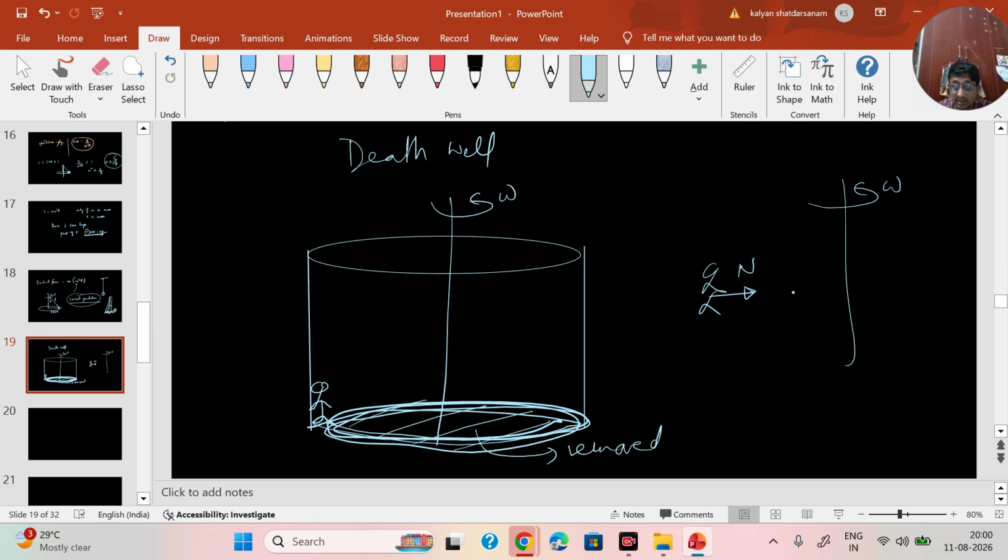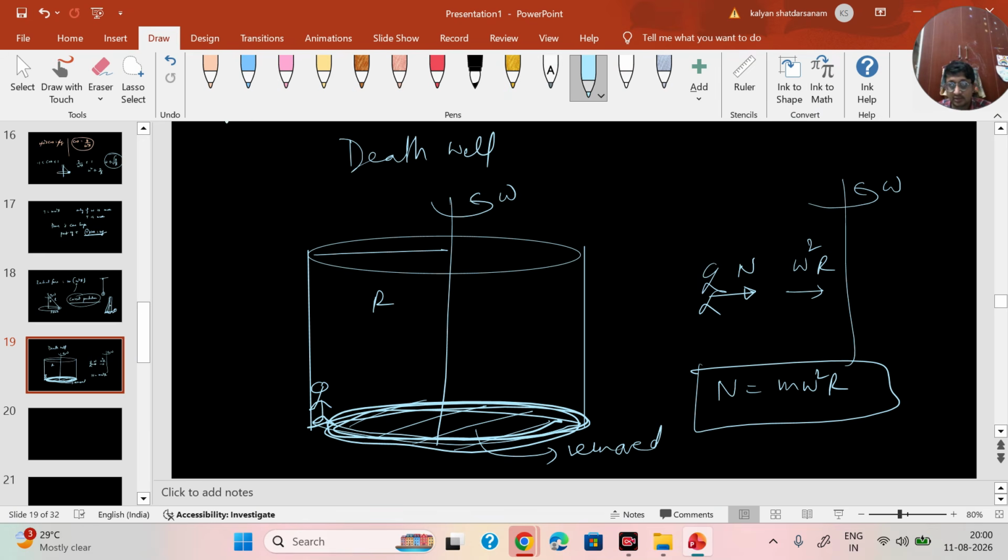So your acceleration towards the center is omega square r, where r is the radius of the cylinder. So I can write N equal to m omega square r. So the more the omega, the more N. So they will first rotate the cylinder to sufficient omega so that the normal force on you by the cylinder reaches a particular value, a good value.